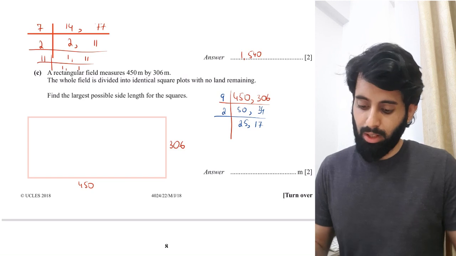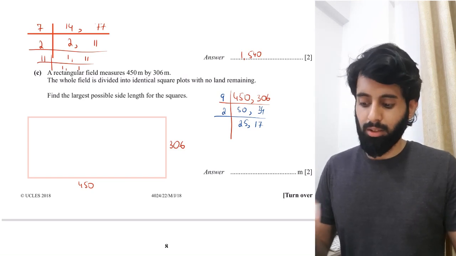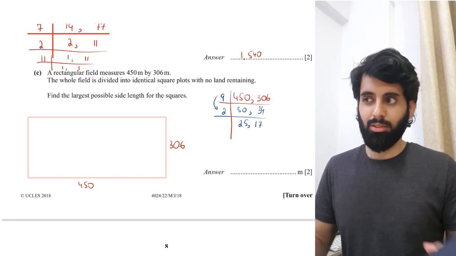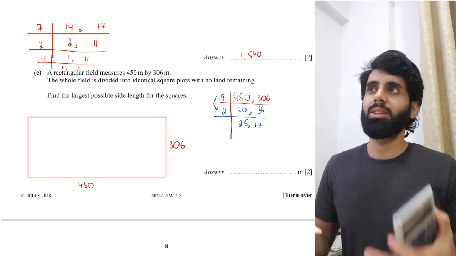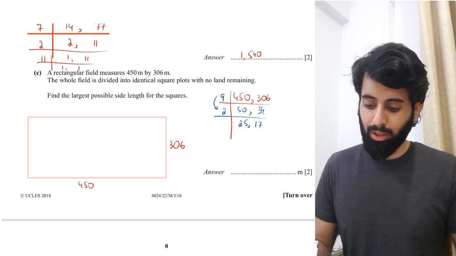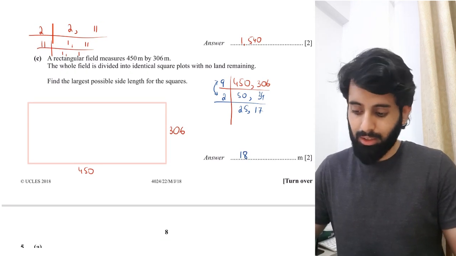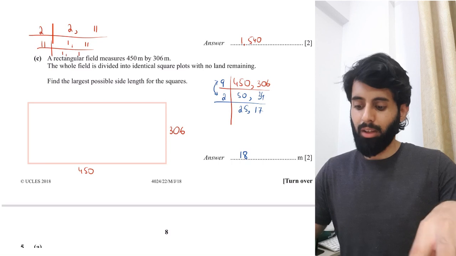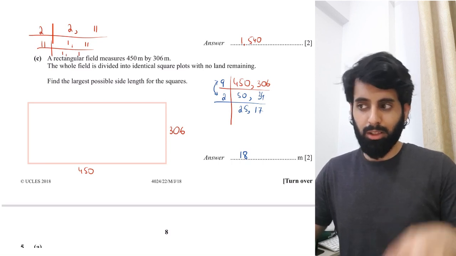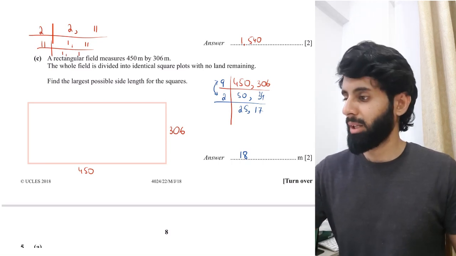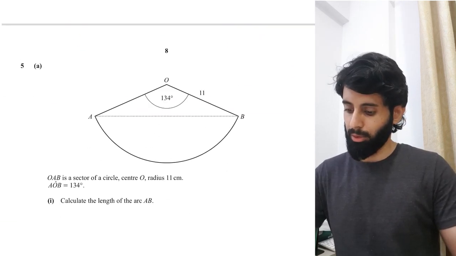So that means at this point I'll have to stop. And the largest possible length, which the question was in fancy terms asking you for the highest common factor, is 18. So this is your final answer. The squares that you're going to cut out in this field are going to be 18 by 18. This way you have a square with the largest possible length and there's no land left over.